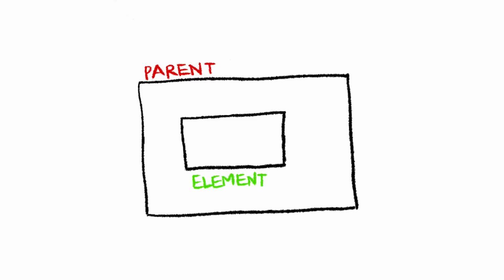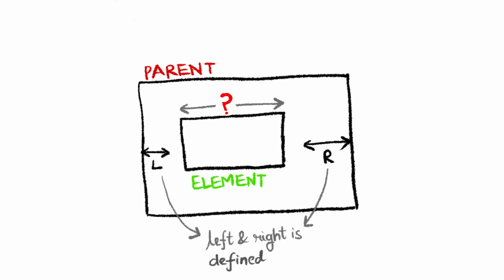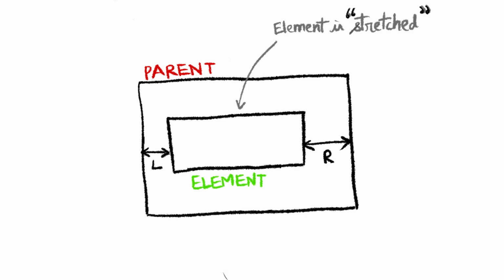Finally, if the width is not defined and let's say both left and right are, then the element will stretch to fill the space between the two offsets. The same applies to height and top and bottom. Now that we know what a layout engine is and what are the requirements that we'll be building it for, we can go ahead and talk about how it works.